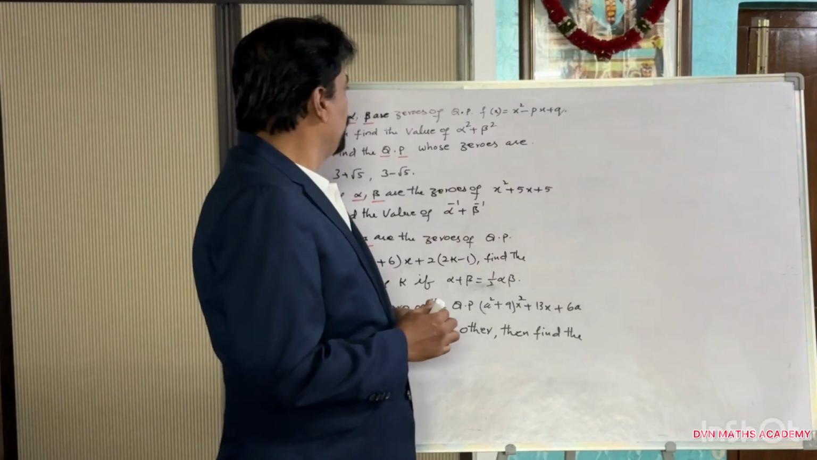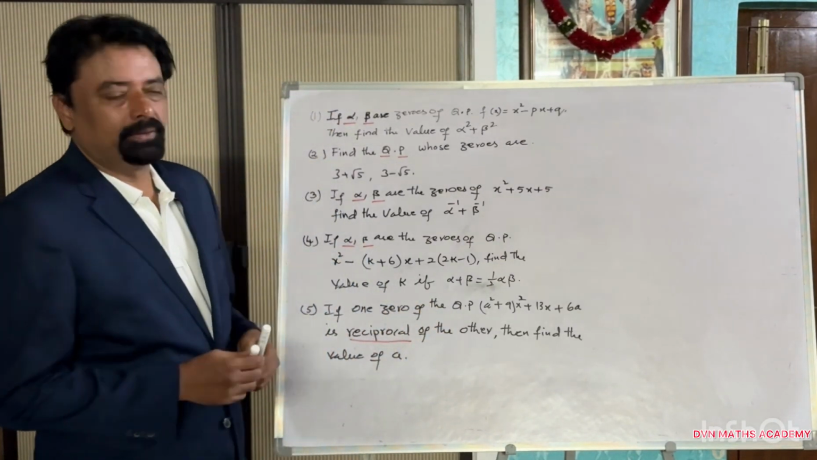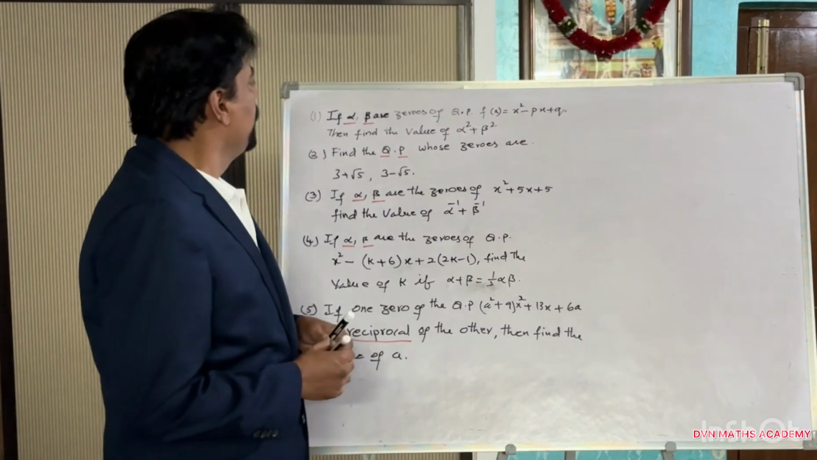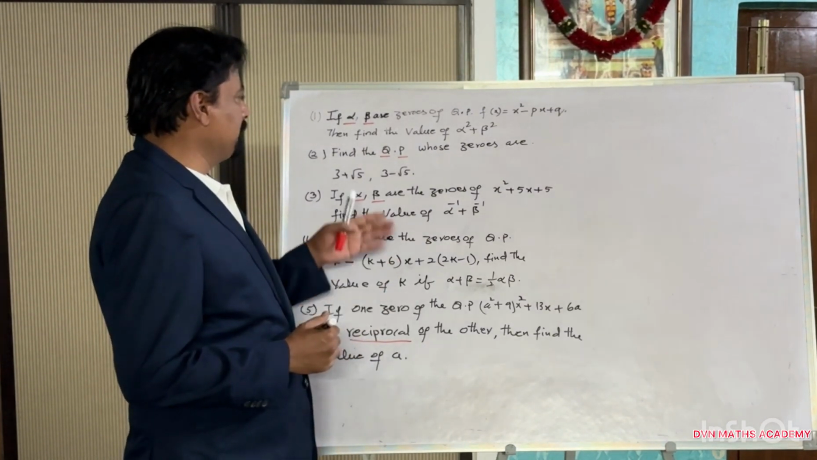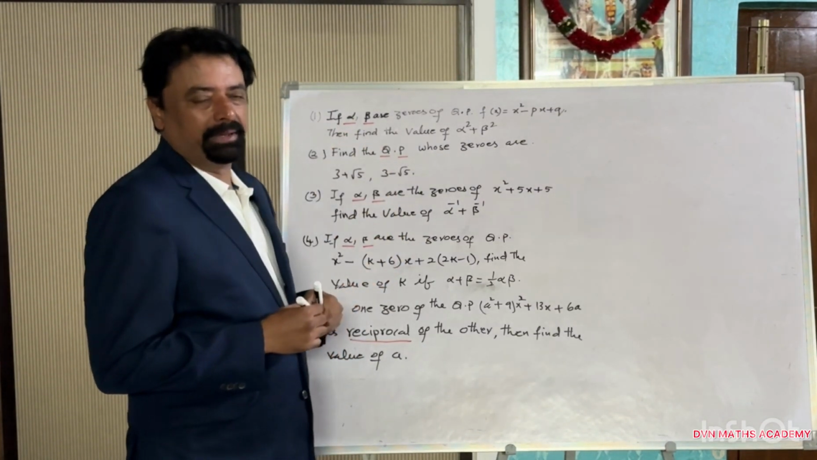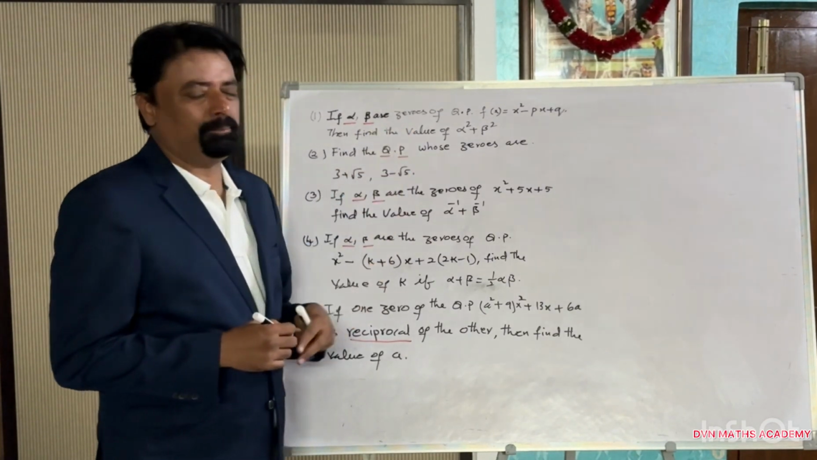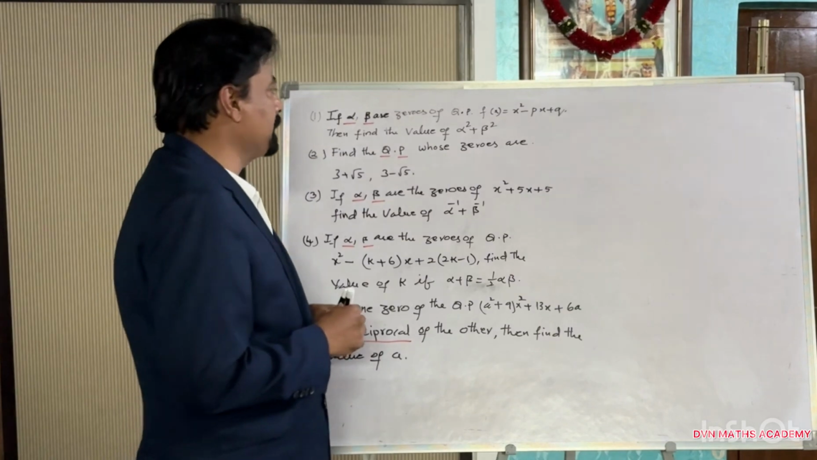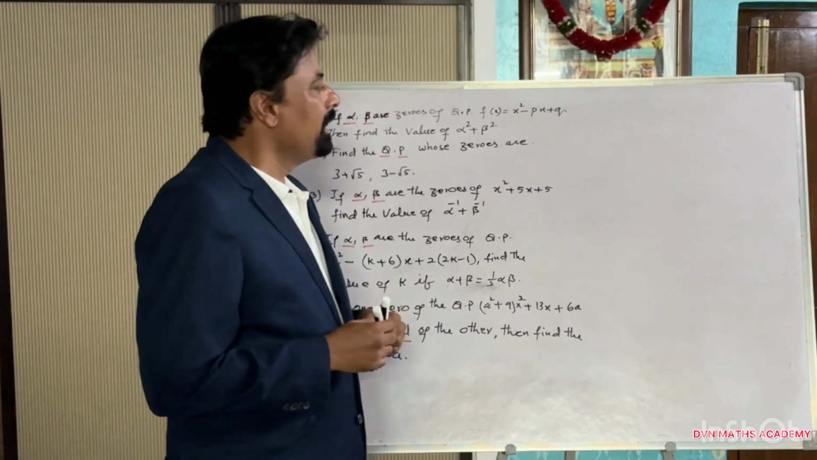Hello. In this class, we are going to learn some important questions in polynomials. I mean, 10th class polynomials. In the annual exams, they will ask some questions related to alpha and beta. So you know that every quadratic polynomial has two roots. The first root we can call alpha, and the second root we can call beta.